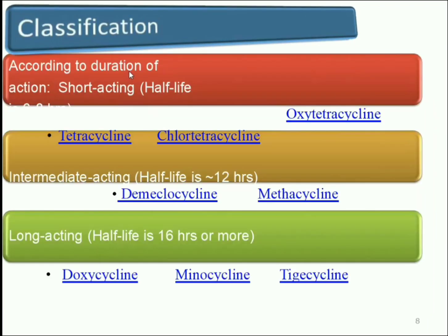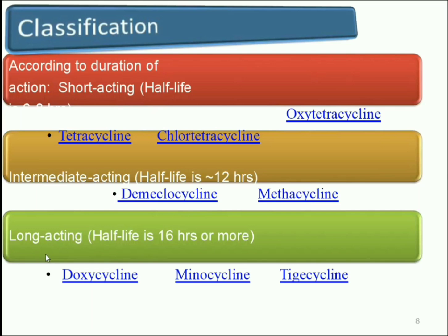Now come to the classification of tetracycline. According to the duration of action, tetracyclines are classified into three classes. The first one is the short-acting tetracyclines. They contain tetracycline, oxytetracycline, and chlortetracycline. Another one is the intermediate-acting tetracyclines. They contain two drugs, demeclocycline and methacycline, and their half-life is 12 hours. The last one is the long-acting tetracyclines. Their half-life is 16 hours or more. They contain doxycycline, minocycline, and tigecycline.